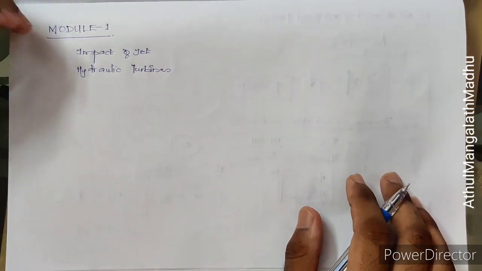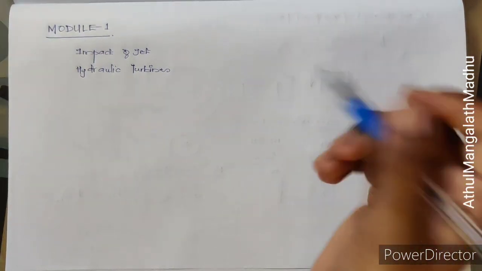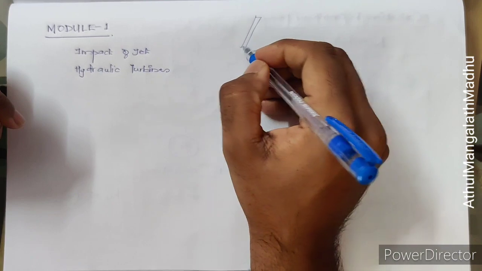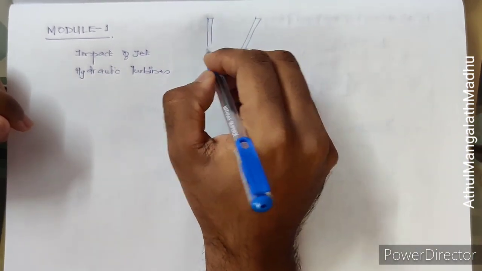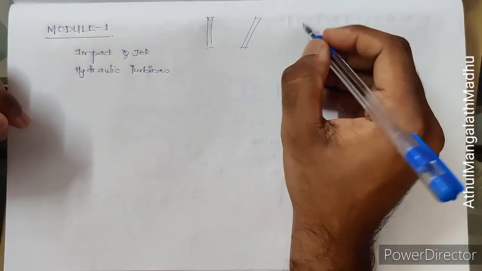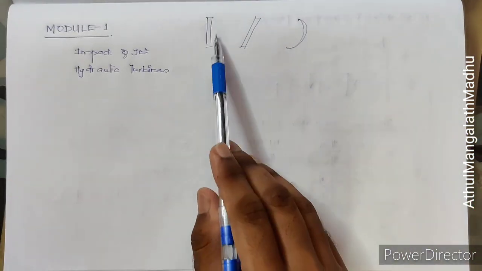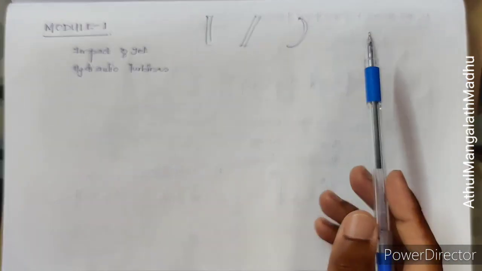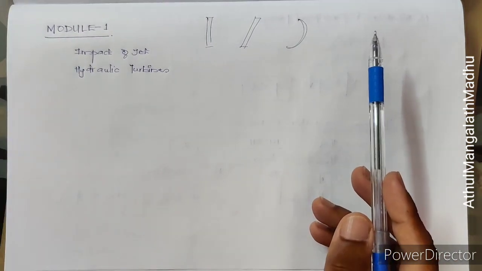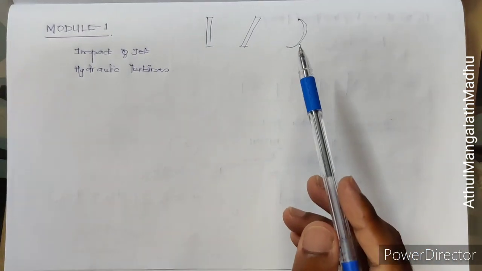And impact of jet, we know that the plate can be kept straight, it can be kept at an angle, it can be a curved vane, and there are different types of vane that we have. At the same time, this can be either stationary or moving, so you have different kinds of equations, and you have to learn all those equations by heart.